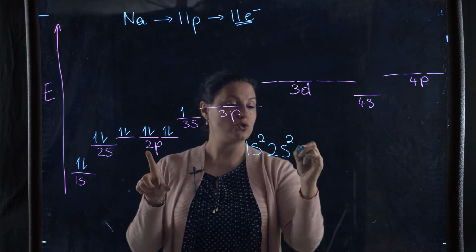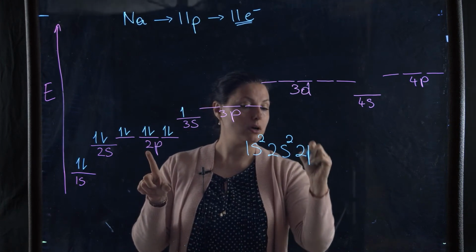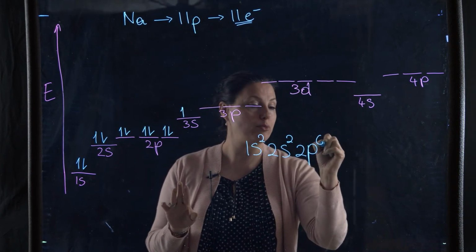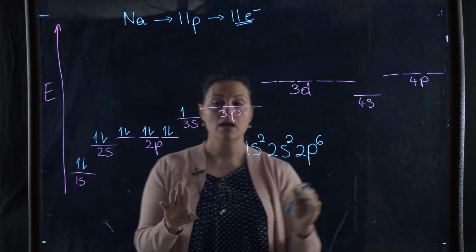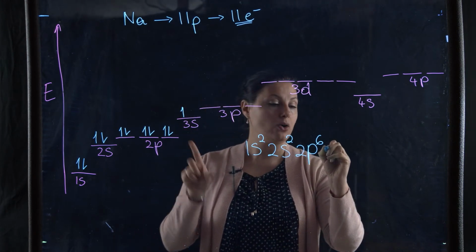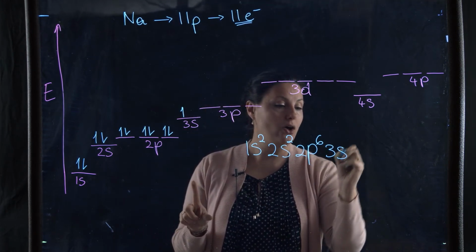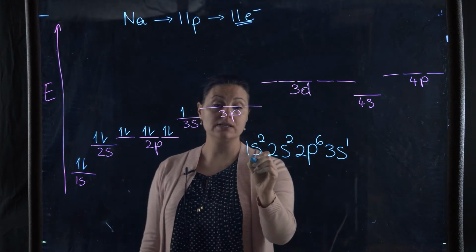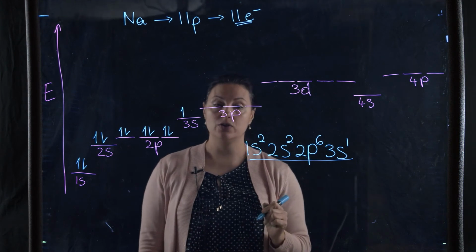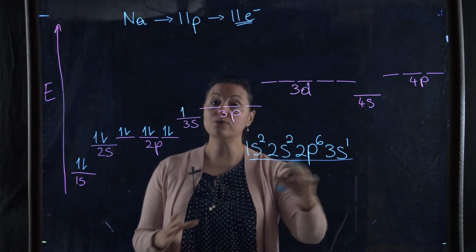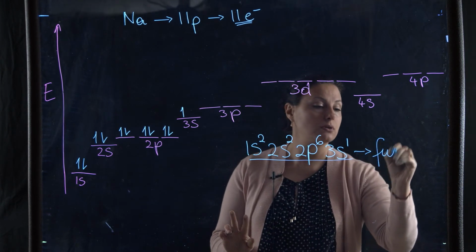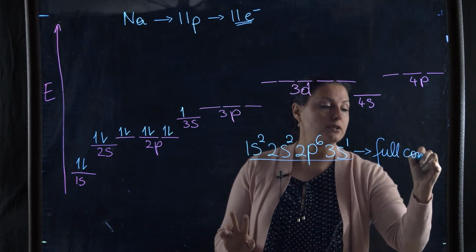2s also has 2 electrons, so I'll put a 2 as a superscript over the s. And then I move to the 2p. The 2p has 2, 4, 6 electrons, so I'll put a 6 as a superscript. And then my last orbital is 3s, and I only have 1 electron there, so I put that. So this is the electronic configuration for sodium. This is the full electronic configuration.